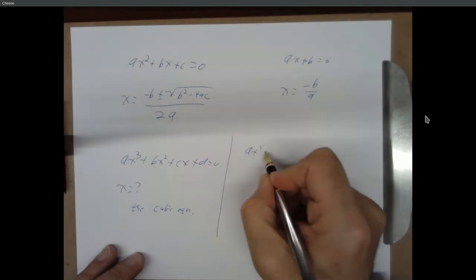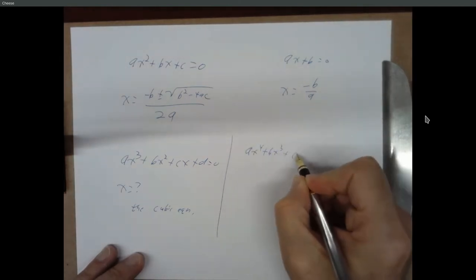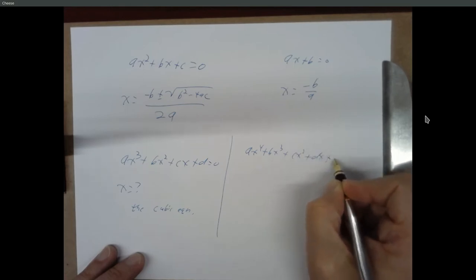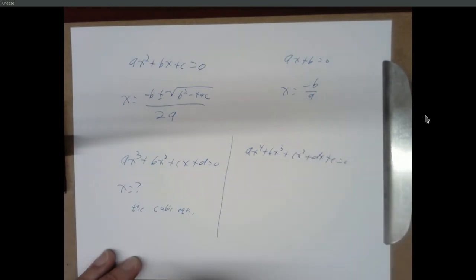And the quartic equation, is there a formula for that? There actually is. It's pretty ugly, but you can put in A, B, C, and D and turn the crank and you get out the roots of this equation.